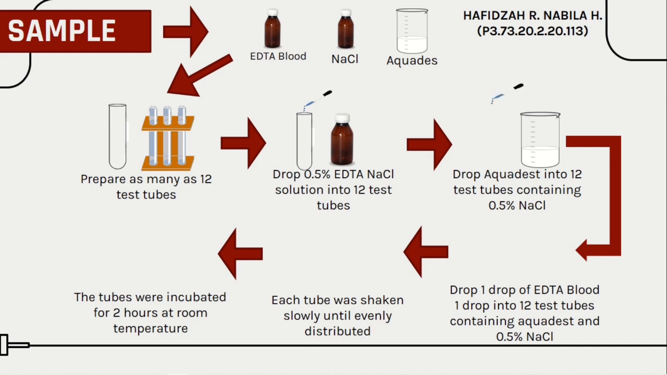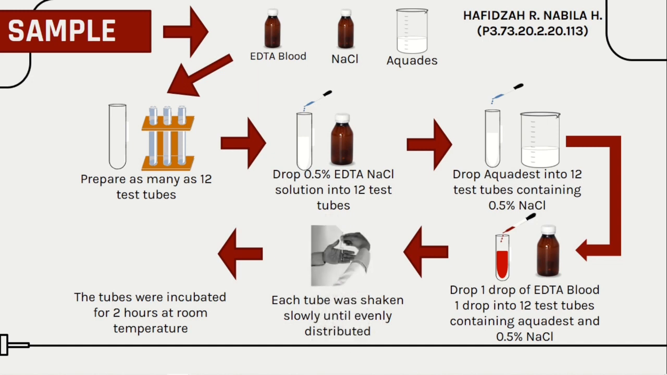Next, drop aqueous into the 12 test tubes containing 0.5% sodium chloride. Next, drop 1 drop of EDTA blood into each of the 12 test tubes containing aqueous and 0.5% sodium chloride. And the next, each tube was shaken slowly until evenly distributed. Last, the tubes were incubated for 2 hours at room temperature.